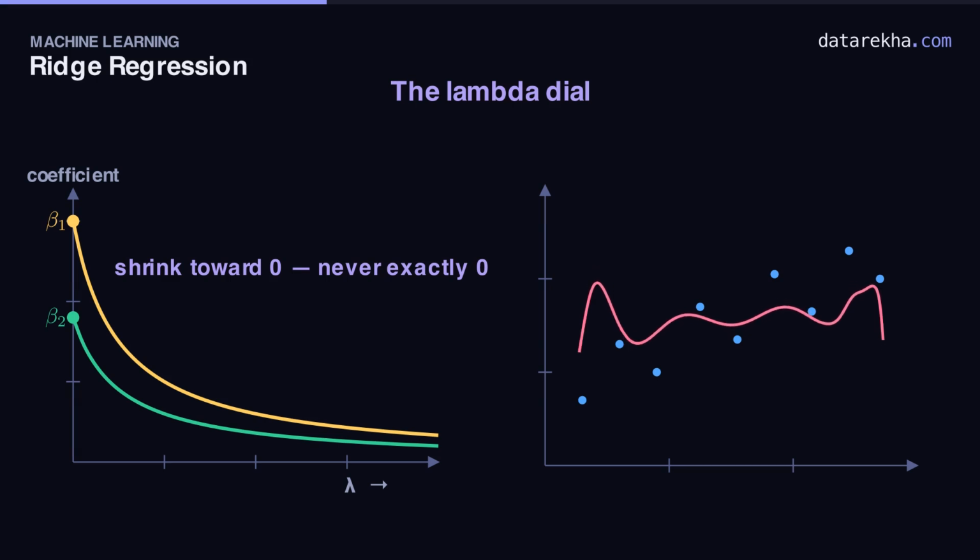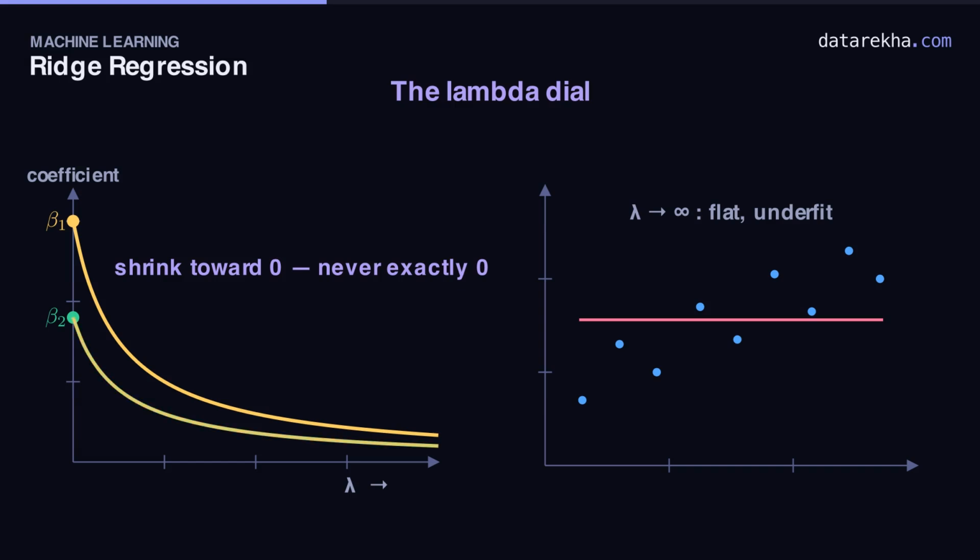Push lambda higher still, toward infinity, and the penalty utterly dominates. Every weight is crushed to nearly nothing, and the curve collapses to a flat line. It just predicts the average, ignoring x. That's the other extreme, underfitting.